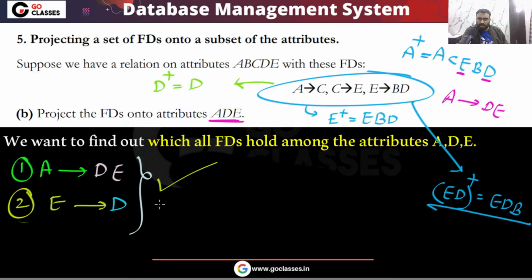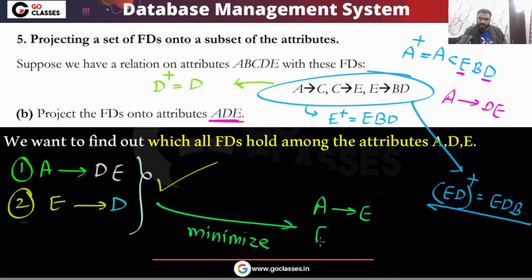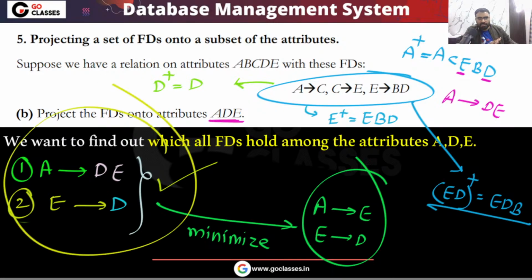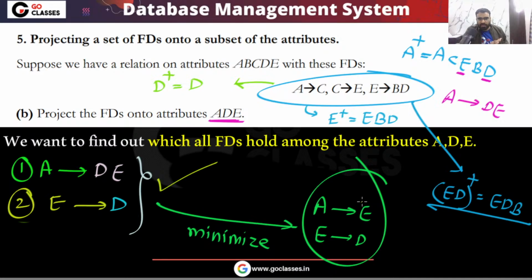I hope you understood. Of course, if you want to minimize, you can. You can write A determining E, E determining D. This is how you can write it if you want to minimize. But if you don't want to minimize, that is also fine. There is no necessity to minimize. If you do not minimize, that is also correct, and if you minimize, that is also correct. So you can see that A can determine E, and E can determine D, so transitively A can determine D also. This is the set of functional dependencies that hold among these attributes ADE.